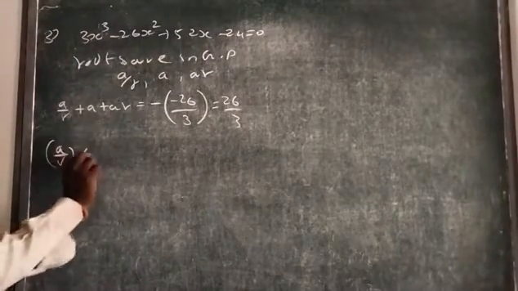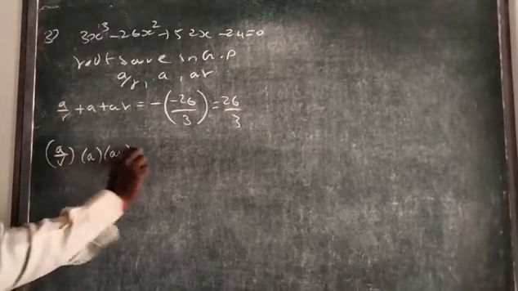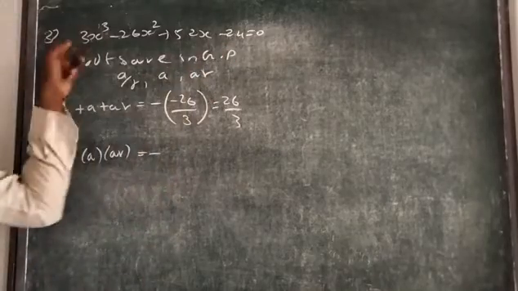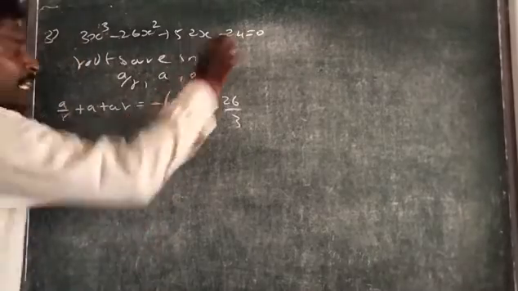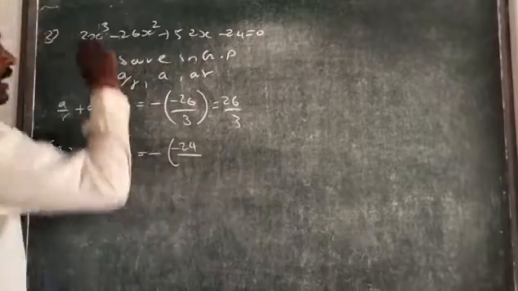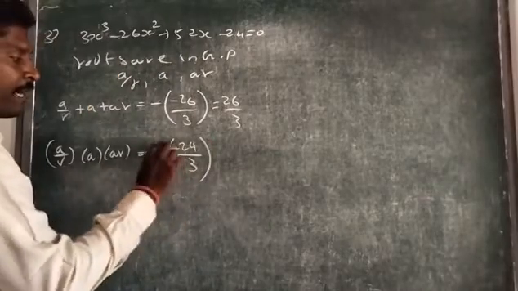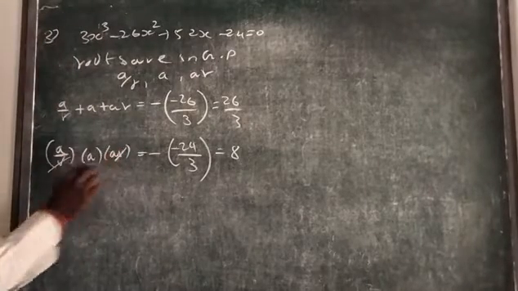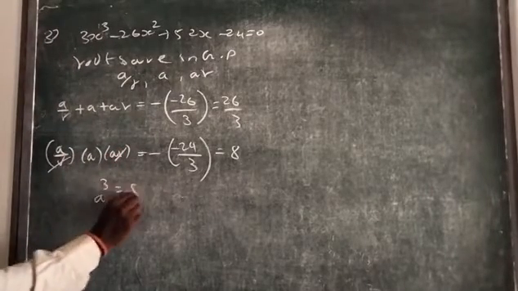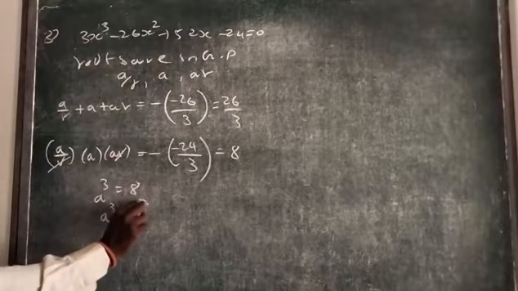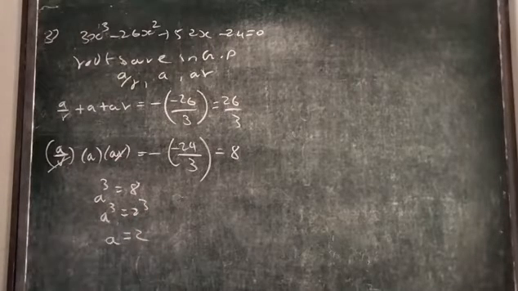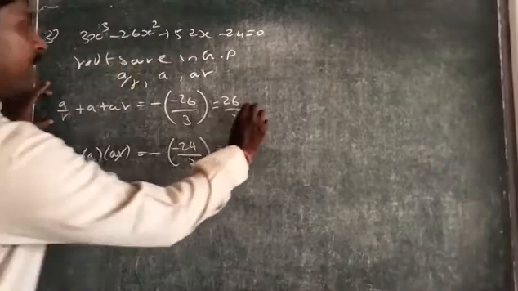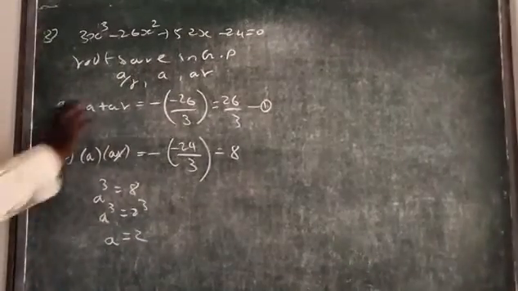So directly we go to the product of the 3 roots. a by r into a into ar equal to minus constant term by coefficient of x cube. Here the constant term is minus 24, and the coefficient of x cube is 3. Minus and minus is plus, and 8 threes are 24. Here r is eliminated, then a cube equal to 8, a cube equal to 2 cube, then a equal to 2. Now take the a value and substitute in equation 1 to find the r value.